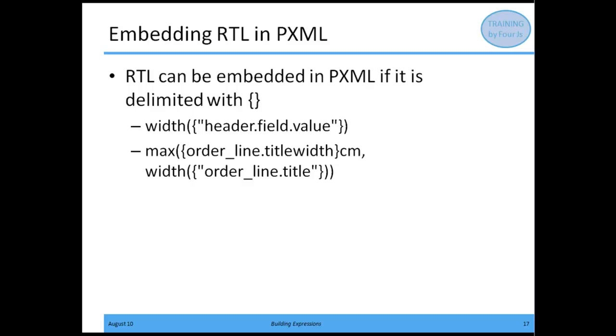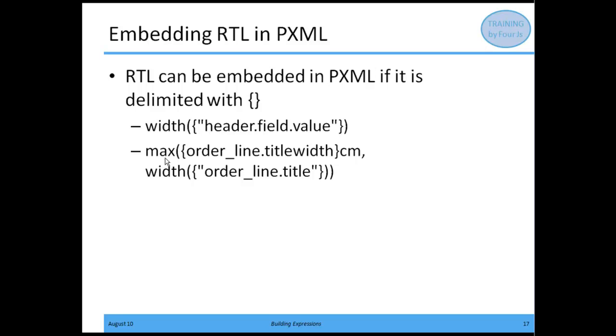Now you can embed RTL in PXML if it's delimited with curly braces. And we've seen this in a lot of the examples that we've been doing so far. So in other words, for the PXML expression width, I need to pass in that expression. If that expression is RTL, I just need to include it inside of curly braces. So my header.field.value, an item that I'm dragging over, I assume, from my data view, that's an RTL expression. In order to use it within this PXML, I need to include it inside of these curly braces.